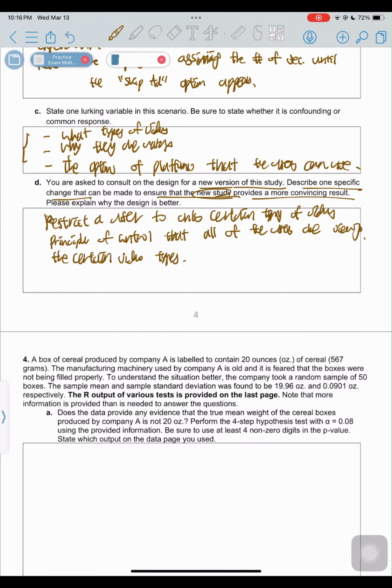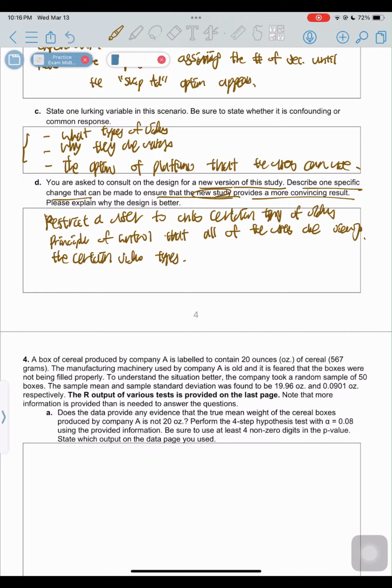Okay, this question is asking, a box of cereal produced by company A is labeled to contain 20 ounces of cereal. And to understand the situation better, the company took a random sample of 50 boxes. Okay, and our output, which I just copied in here. It's tiny, I'll just zoom in for later. But then it's asking, does the data provide any evidence that the true mean weight is not 20? And perform the four-step hypothesis test with alpha value of 0.08. And be sure to use at least 4 non-zero digits in the p-values.